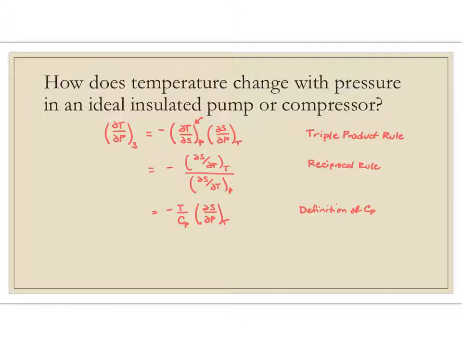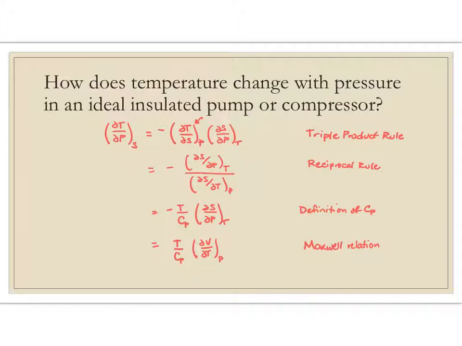And next, to get rid of ds dp at constant temperature, it isn't on my list of measurable quantities, but it is in my list of Maxwells. And so I can use the Maxwell that says that negative ds dp at constant temperature is dv dt at constant pressure. So that took care of the negative sign also.